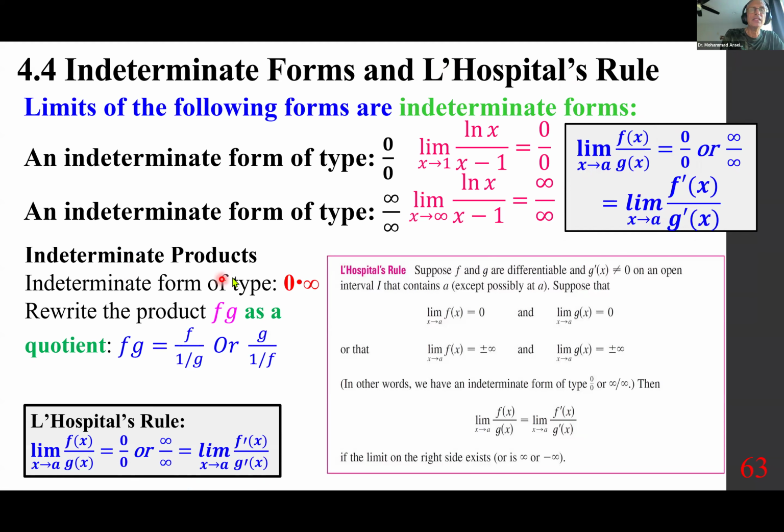Also, we have indeterminate products, the indeterminate form of type 0 times infinity. We rewrite the product fg as a quotient: fg equals either f over 1 over g or g over 1 over f, because the only way to use L'Hopital's rule is to get to 0 over 0 or infinity over infinity, and then it can be used.